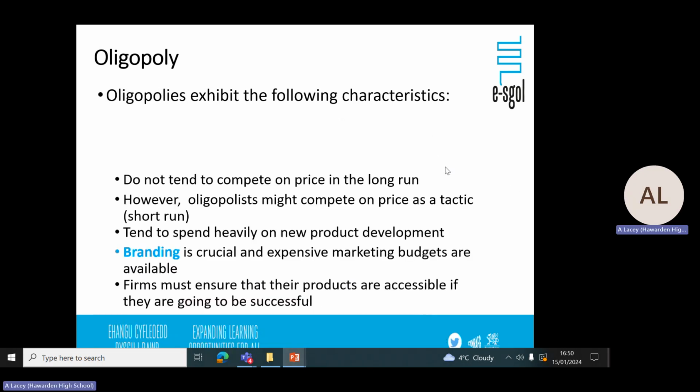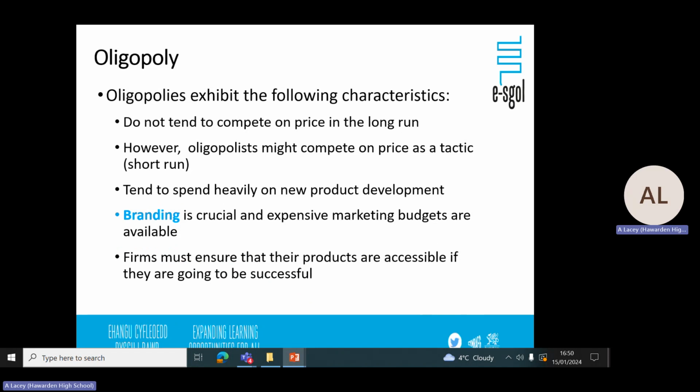Now, they exhibit the following characteristics. They don't tend to compete on price in the long run. They might compete on price as a tactic, which is a short run thing. They tend to spend heavily on new product development. So think about tech companies like Apple, Google and Samsung, constantly looking at new versions of their mobile phones. Branding is crucial, expensive marketing budgets are available, and firms must ensure that their products are accessible if they're going to be successful.